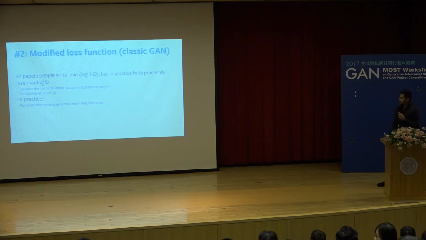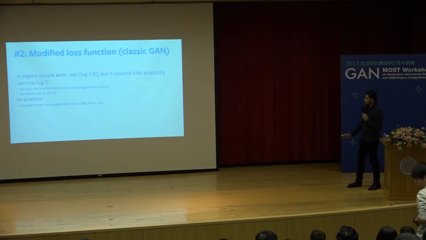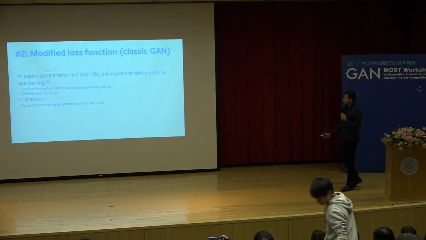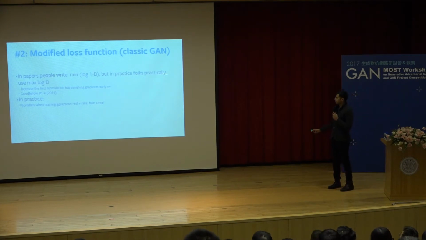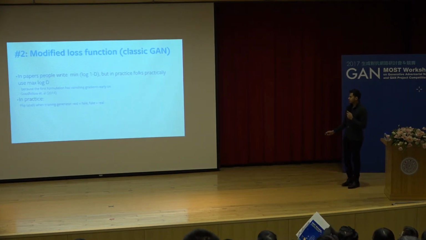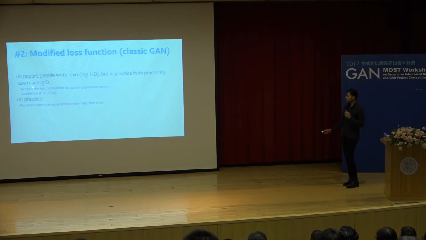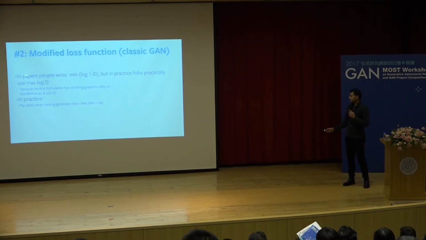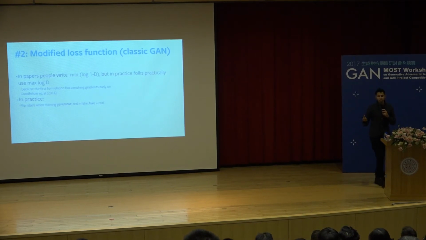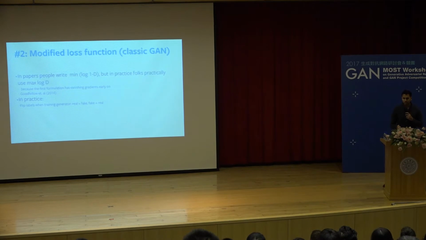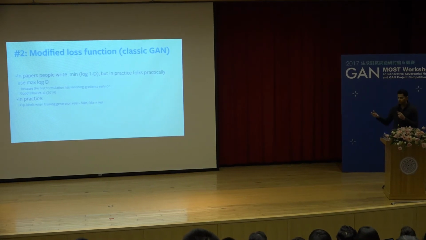And then the second trick is if you're using the classic GAN formulation, then in the paper people usually write min log(1 - D), but practically you just use max log D. In the original paper, they actually mention this particular formulation and say, because the original formulation has a vanishing gradient problem, we use this instead. In practice, it's very easy to just flip the labels when you want to train the generator. You just give real labels to fake and fake labels to real.